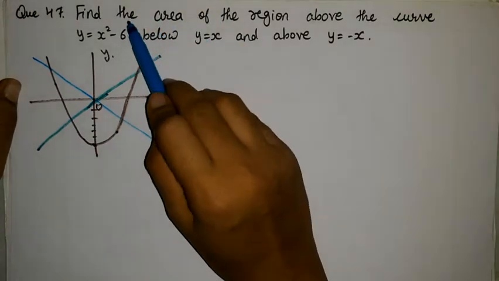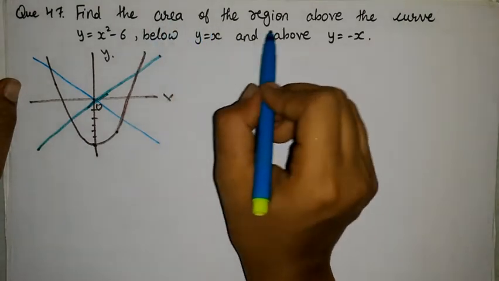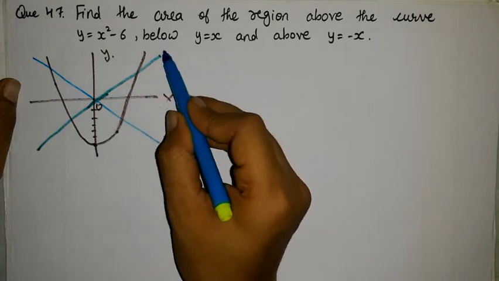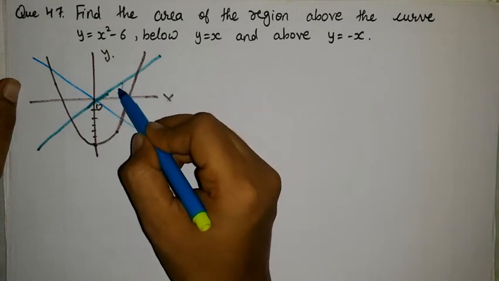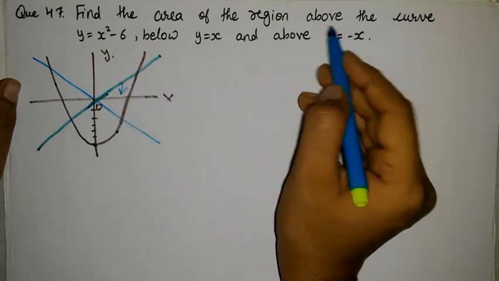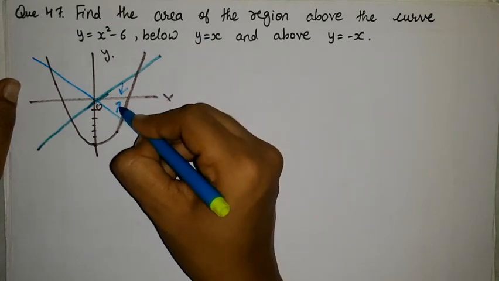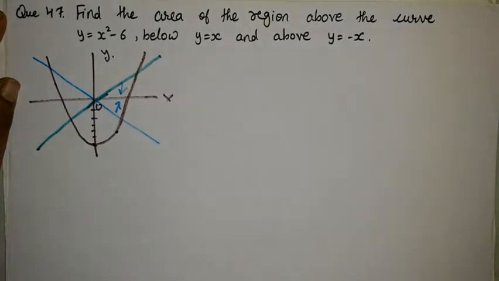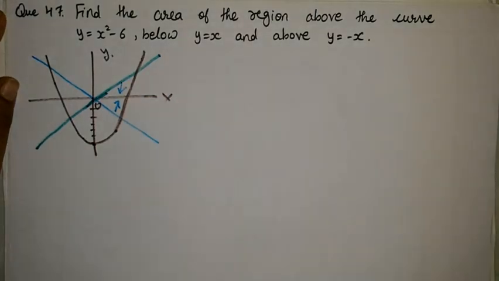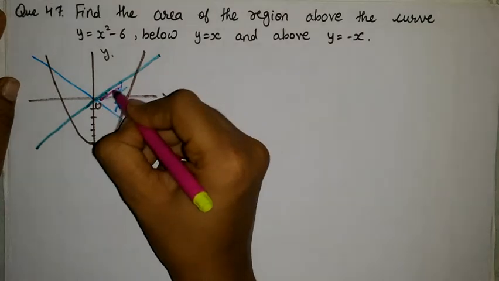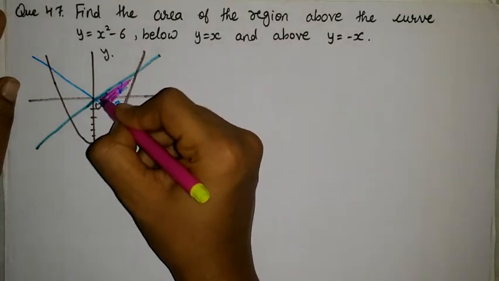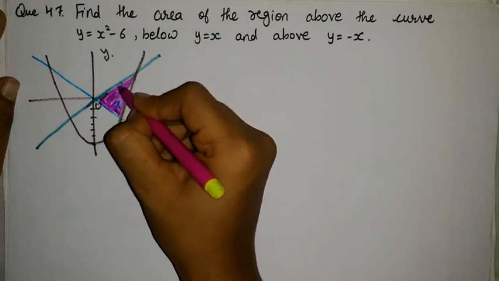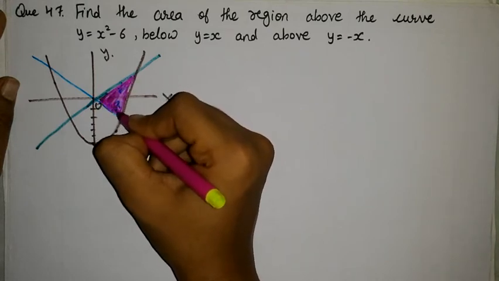Now what are the other things we are given? The area above the curve, below y is equal to x, and above y is equal to minus x. So this is our region. Let's check this equation, that this area. So our area to be found is this. So we have to find this area.